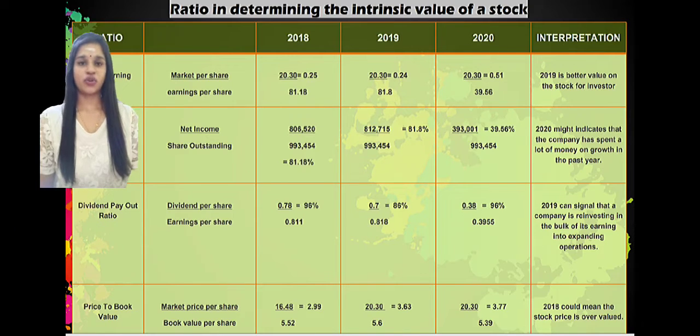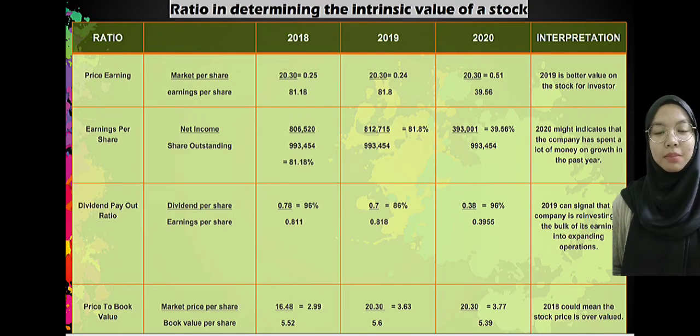Dividend payout ratio. Formula, dividend per share divided by earning per share. 2018, 96%, 2019, 86%, 2020 is 96%. Interpretation: 2019 can signal that a company is reinvesting the bulk of its earnings into expanding operations.